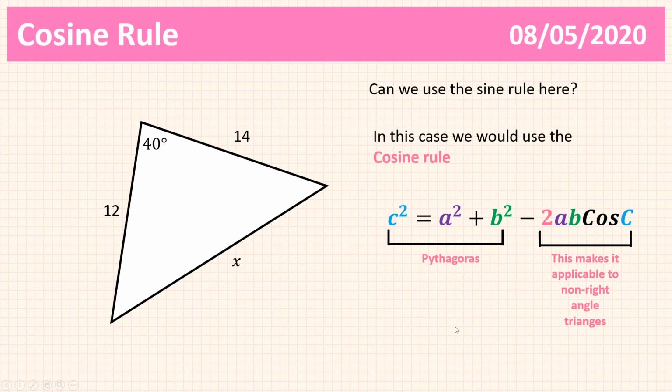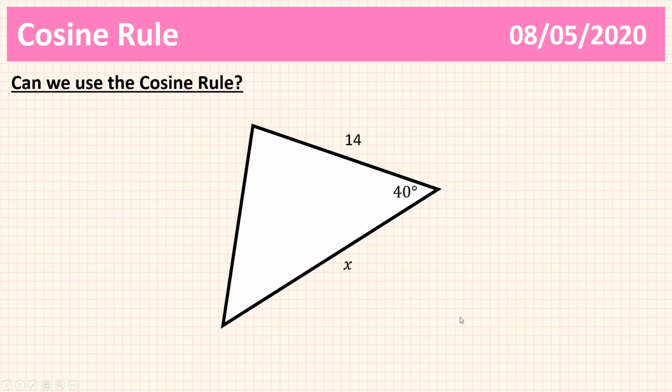Now that we've done that, we can look at when we can apply the cosine rule. So here we're going to play a game called Can We Apply the Cosine Rule? So I'd like you to look at this triangle, pause the video and tell me, can we apply the cosine rule and why? If your answer was no, you are correct. We cannot apply the cosine rule because we are only given 2 sides. We need 3 sides and 1 angle to be able to apply the cosine rule.